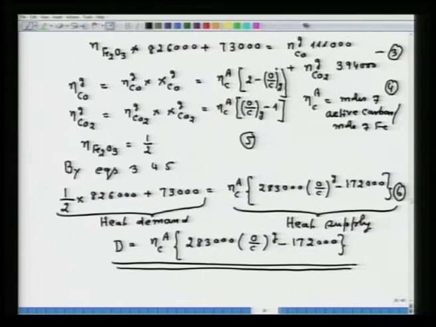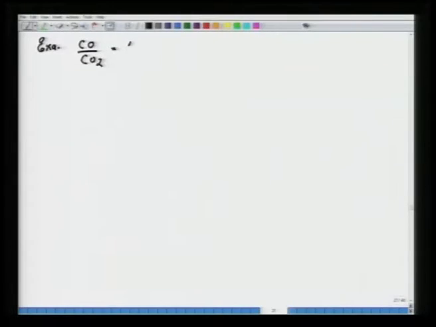Now, before I go, I will try to illustrate by taking an example. Let me take an example. Say the CO by CO2 ratio in the top gas of a blast furnace which is charged with pure Fe2O3 is equal to 1. When we are using pure Fe2O3 as the burden for blast furnace iron making.